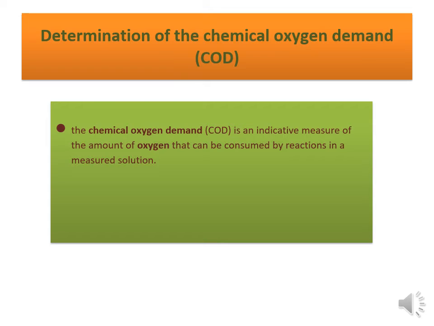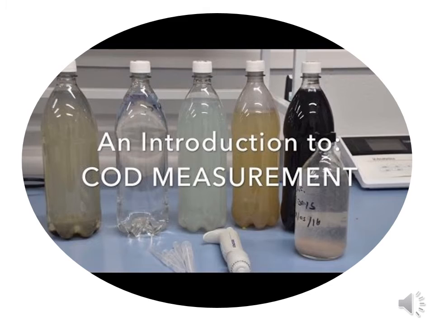COD has many definitions, but we keep it simple now. It is simply defined as the amount of oxygen which is needed in order to carry out the chemical breakdown, or we can say the chemical oxidation of organic matter, or it is an indicative measure of the amount of oxygen that can be consumed by reaction in the measured solution. So now we move forward to the next slide.